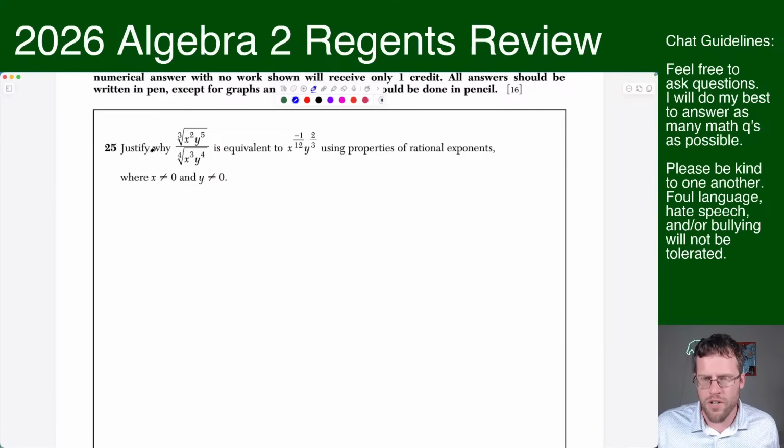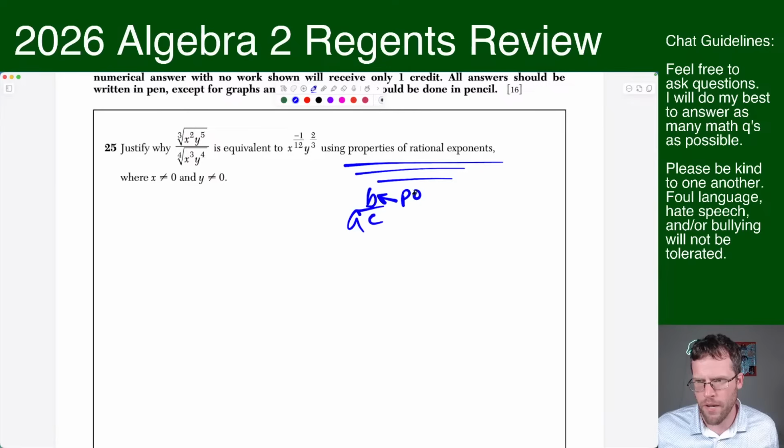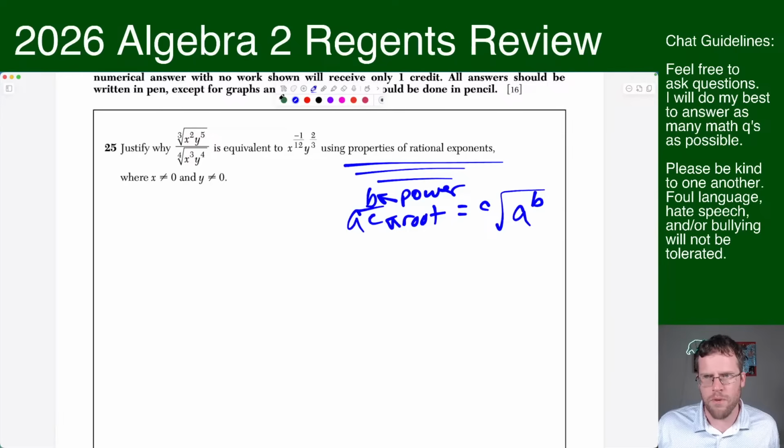So here, justify why this is equivalent to this using properties of rational exponents. So here, just know a to the b over c, we say power over root. And this is equal to the c root of a to the b power. I could also put the power outside. Either one is fine. So that's one we're going to use. And then I'll write other properties as we need them.